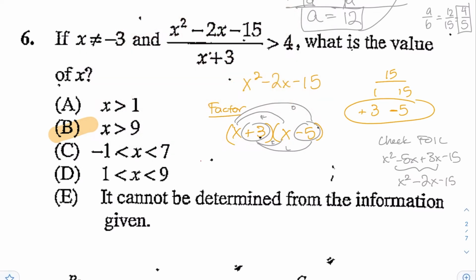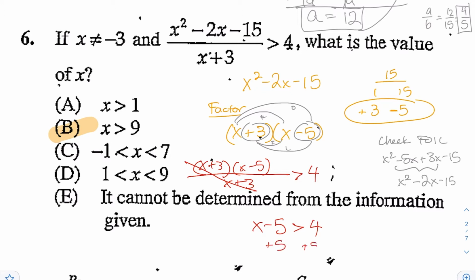Now, the numerator becomes x plus 3 and x minus 5, and the denominator is x plus 3. So that x plus 3 will cancel out. So you'll just get x minus 5 is greater than 4, and that's going to be solved just by adding 5 to both sides. When you do that, you get x is greater than 9, and that's choice B.